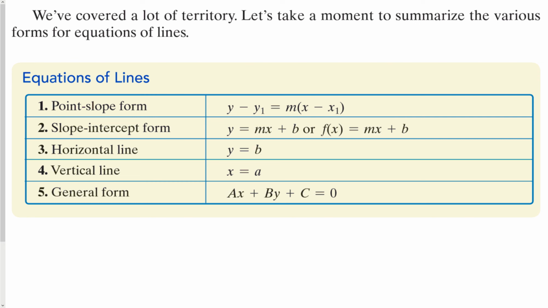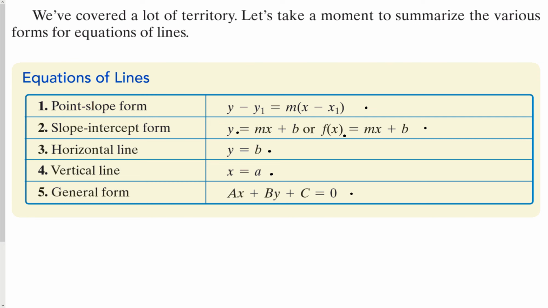So we've covered a lot here. Let's take a moment to summarize the various forms of the equations. Point-slope: y minus y1 is equal to m times x minus x1. Slope-intercept, either in xy notation or function notation: y is equal to mx plus b. Horizontal lines are y is equal to a number. Vertical lines are x is equal to a number.